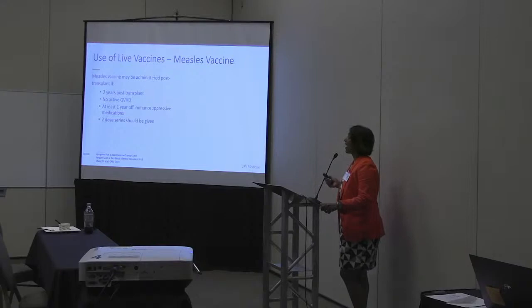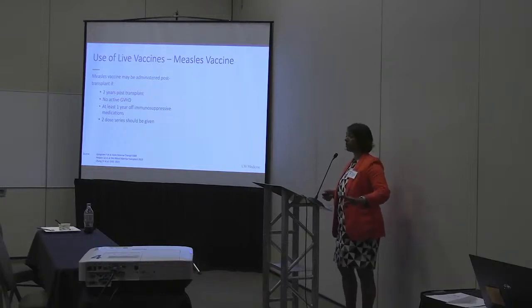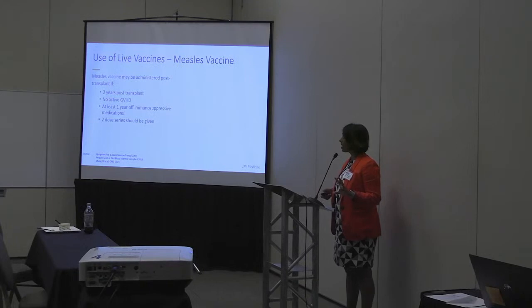So for patients who've had a transplant, we recommend it's at least 2 years after a transplant that they don't have any active graft versus host disease, which would likely mean they'd be on higher dose immunosuppression, and at least 1 year off of immunosuppressive medications, and a 2-dose series should be given. We basically treat them like they've never gotten a measles vaccine, because often with the conditioning, they actually lose all their prior immune repertoire, and so we want to just restart giving them immunity to measles.